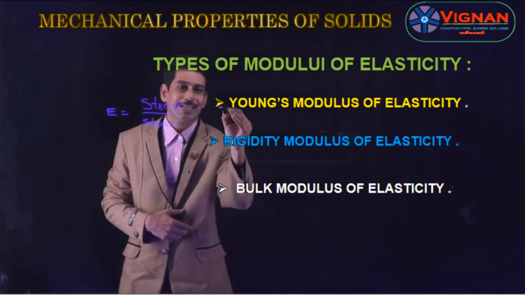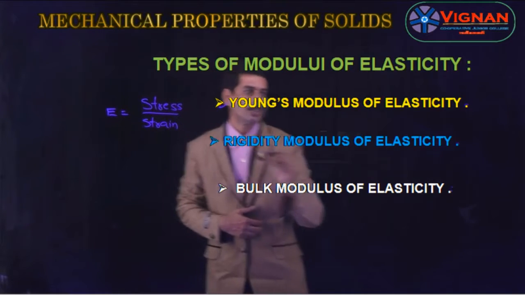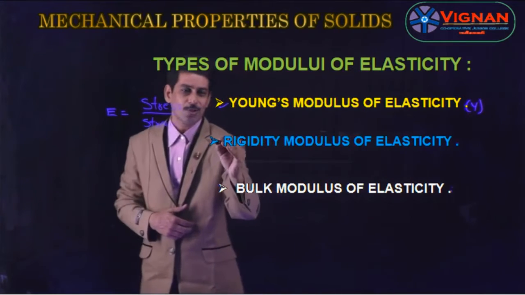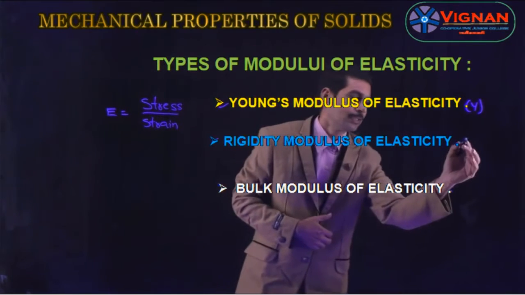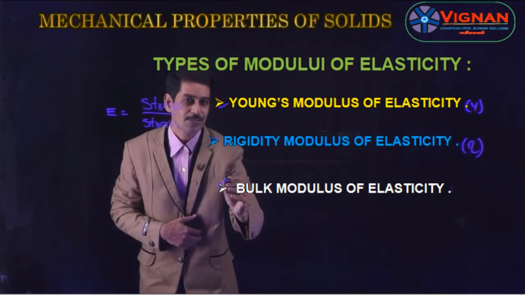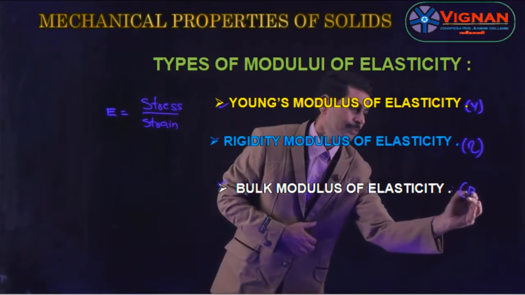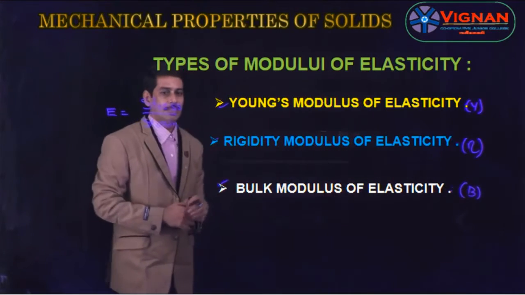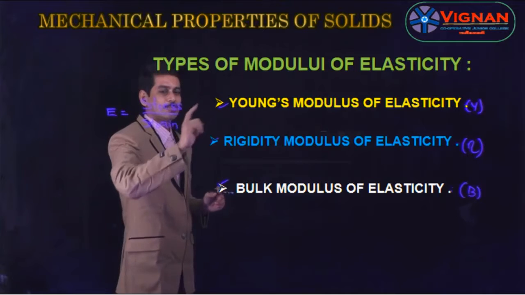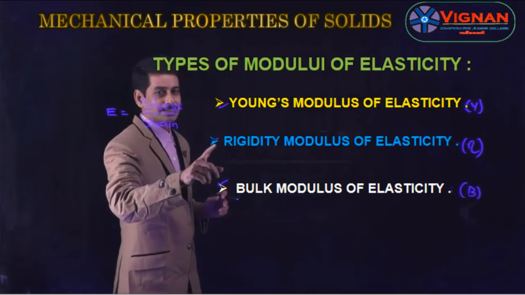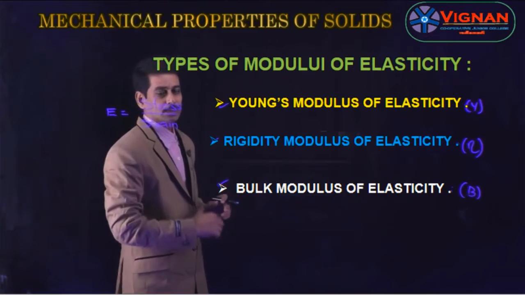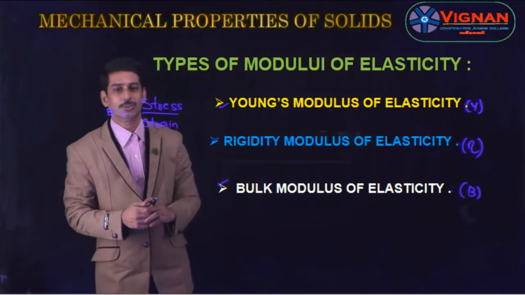The first one is Young's modulus of elasticity, denoted by the letter Y. The second type is rigidity modulus of elasticity, denoted by the letter eta. The third type is bulk modulus of elasticity, denoted by the letter B. So there are three types: Young's modulus, rigidity modulus, and bulk modulus. Now let us see what each of them is.